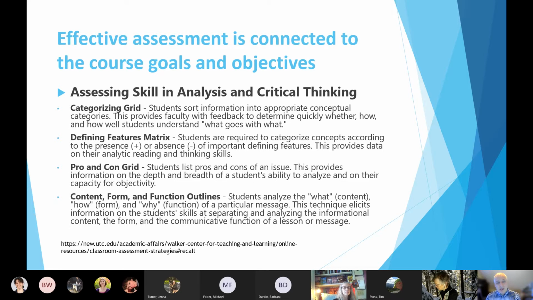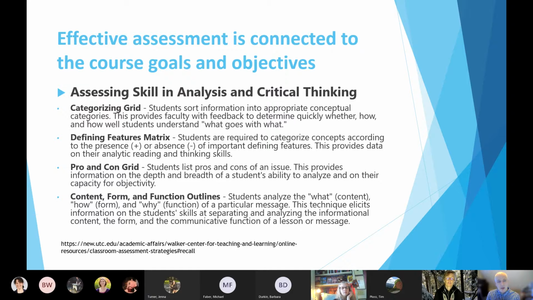If I'm thinking about trying to get my students more into analyzing and critical thinking, I can do things like a categorization grid, where I give students certain things and I want them to put them into different categories. So we're just thinking about things from a different place.